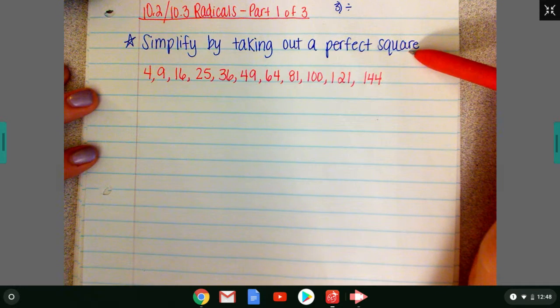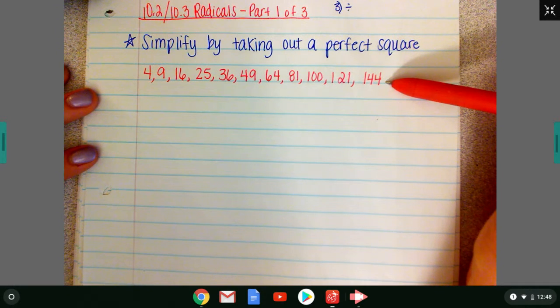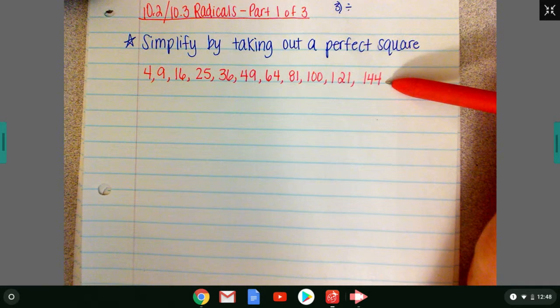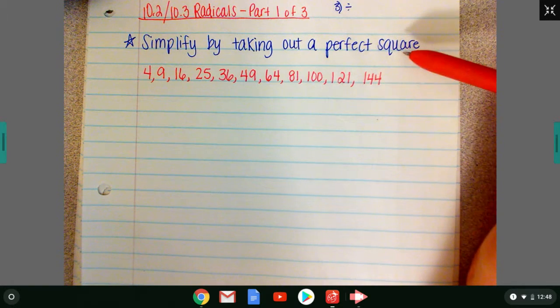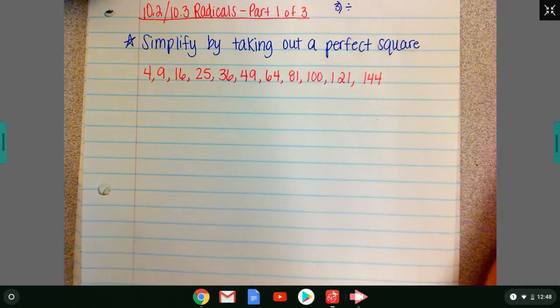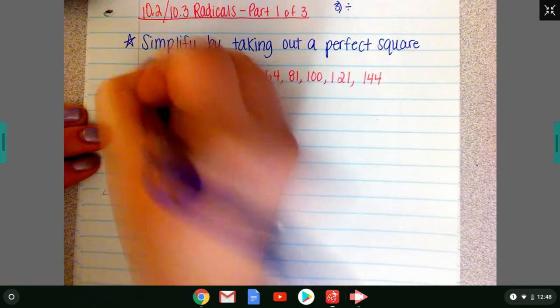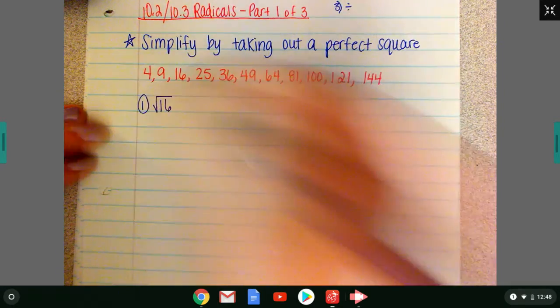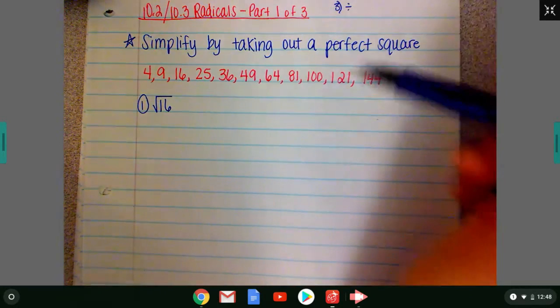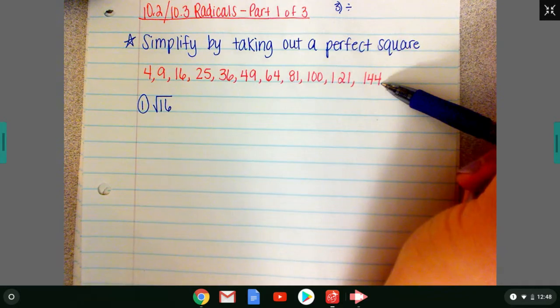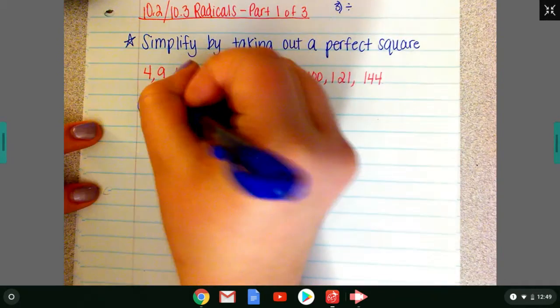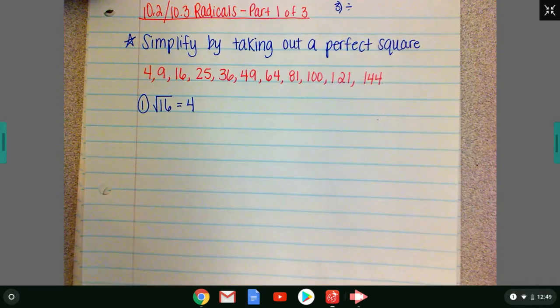I'll show you another method where if you don't have your multiplication facts down, then you can do a factor tree instead. That one takes a little bit longer, but it'll work just the same. If you know your multiplication facts pretty well, then simplifying by taking out a perfect square will work quickest for you. So if I gave us an example like the square root of 16, what we're looking for is, does anything that's perfect go into 16? And 16 is actually on the list. The square root of 16 is 4, because 4 times itself is 16.